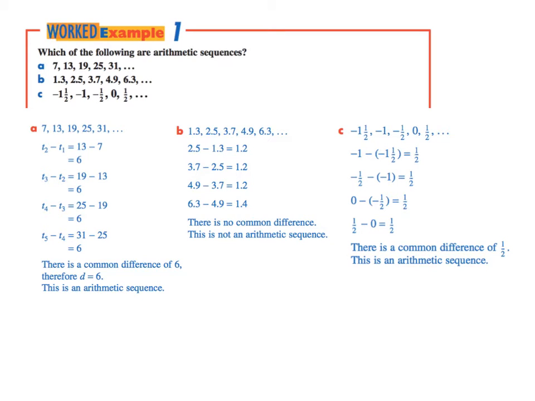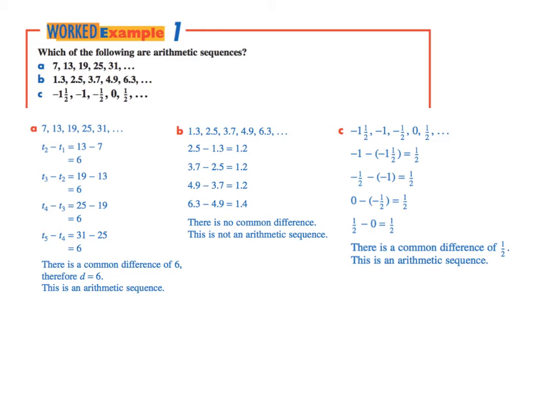Example B, here we are presented with decimals, and on first look we can see that there is some form of common difference with the first 4 terms, but when we're introduced to this last term 6.3, we can see that the difference between 6.3 and 4.9 is 1.4. So this does not agree with the definition of an arithmetic sequence. So there is no common difference here, and we then conclude that this is not an arithmetic sequence.